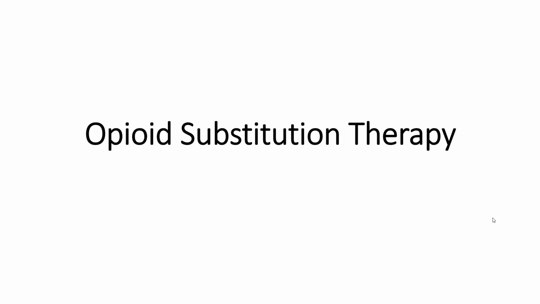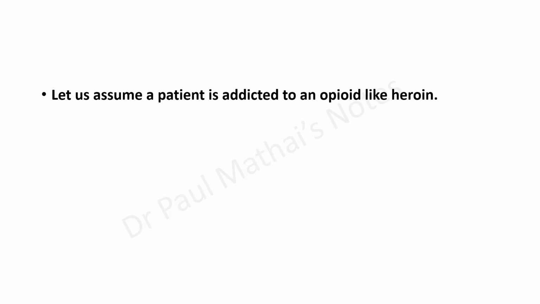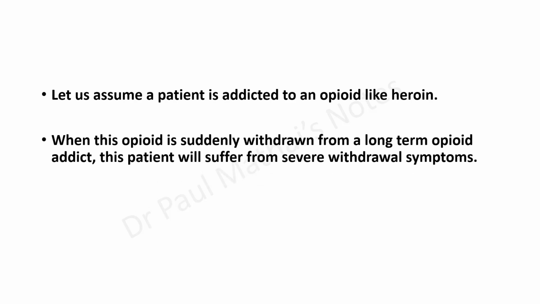In this video, we will discuss opioid substitution therapy. De-addiction of patients dependent on opioids involves opioid substitution therapy, or OST for short. Now, let us assume that there is a patient who is addicted to an opioid, like, say, heroin. When this opioid is suddenly withdrawn from a long-term opioid addict, this patient will suffer from severe withdrawal symptoms.